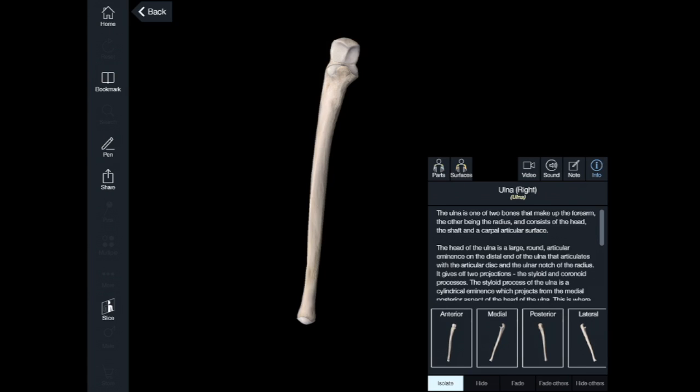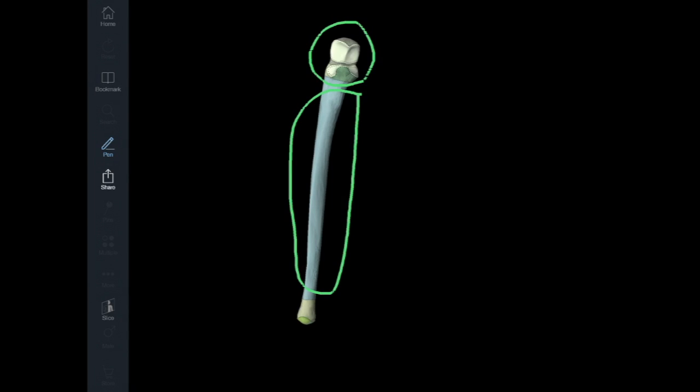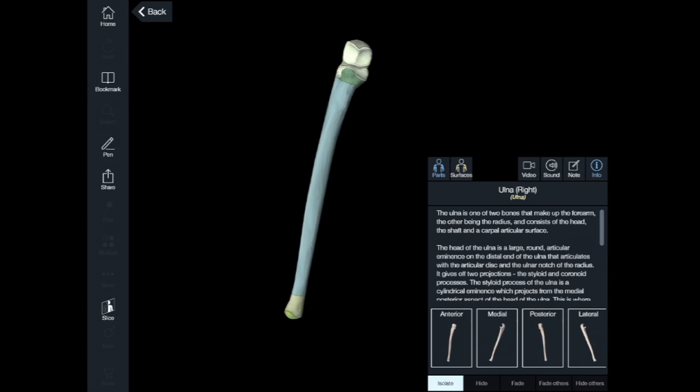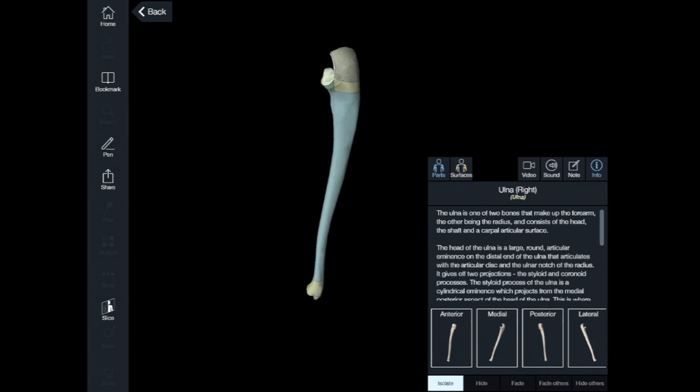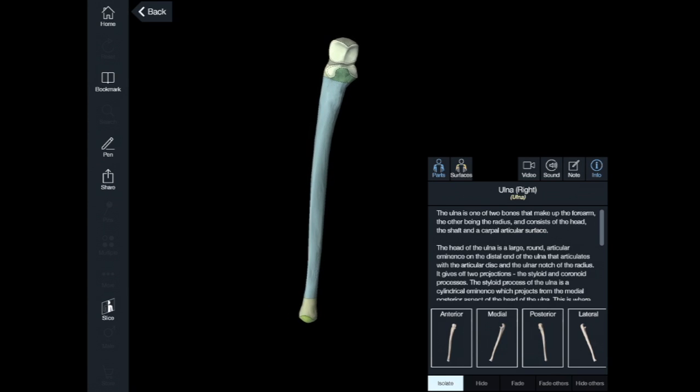And now we're gonna take a look at the parts and surfaces of the ulna. Of course, again, it's divided into three major parts: the proximal end, the shaft, and the distal end. So at the proximal end, we've got two processes which are very important. First is this big process, which is called the olecranon process, and next is the smaller process anteriorly, which is called the coronoid process.